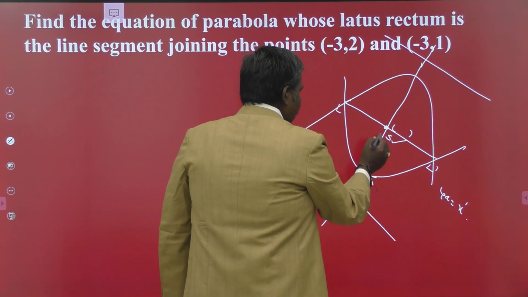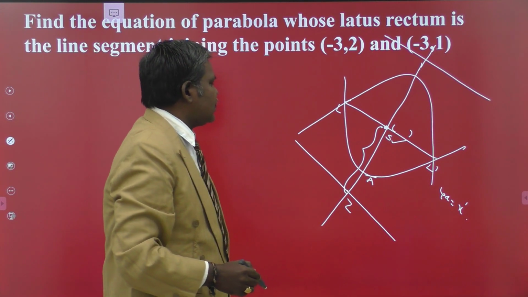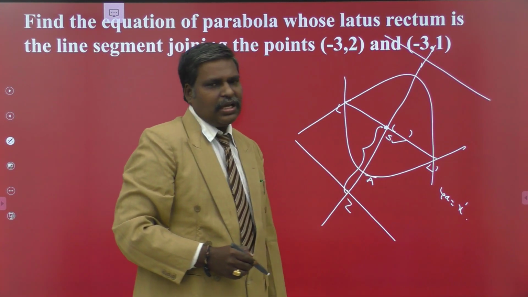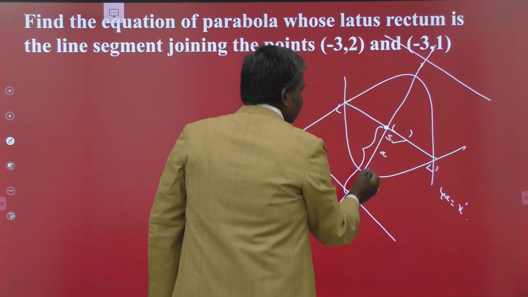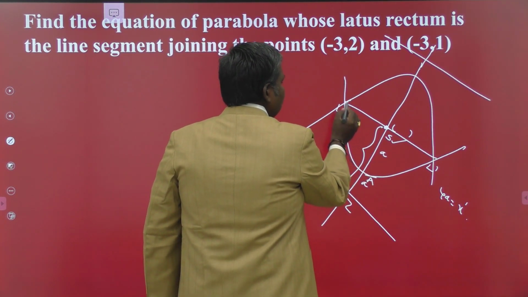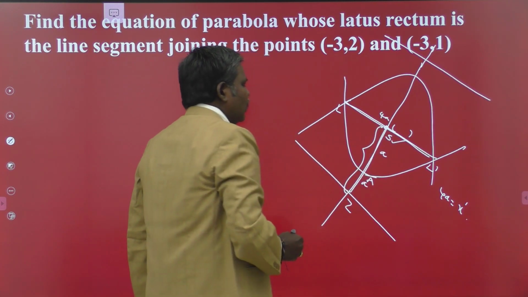After getting the 4a, what is the distance from here to here? The distance from the focus to the foot of the directrix is half of the latus rectum, as all of you know. That is half of the latus rectum, because the distance from here to here is a, and here to here is also a, while the distance from here to here is 4a. So the distance from here to here is what now?